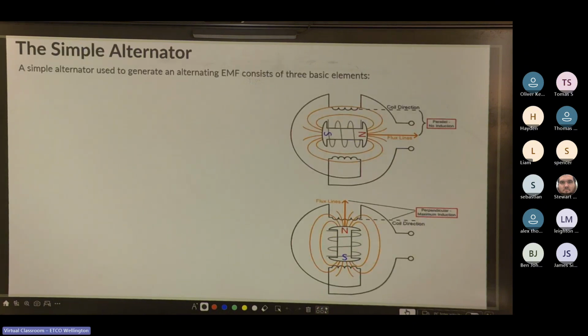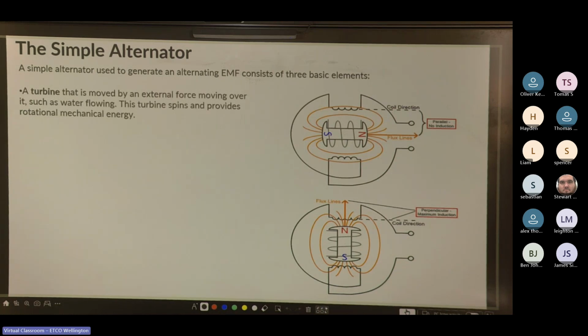Cool. So then we look at the simple alternator. A simple alternator used to generate an alternating EMF consists of 3 basic elements. First, you have a turbine, which is moved by an external force such as water flowing over it. This turbine spins and provides rotational mechanical energy. The turbine can be spun by several different energy sources. In hydro, you have falling water, and for wind, we use the wind pushing on the blades connected to the turbine. For geothermal, we use high pressure steam. The same is true for coal or liquid fuel-based power generation.